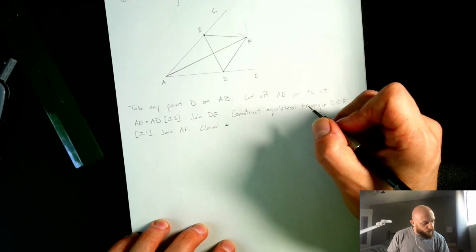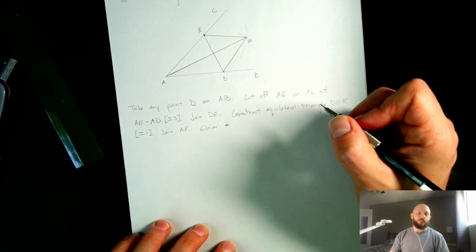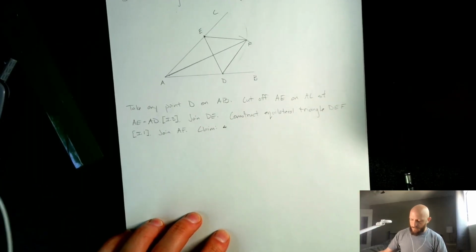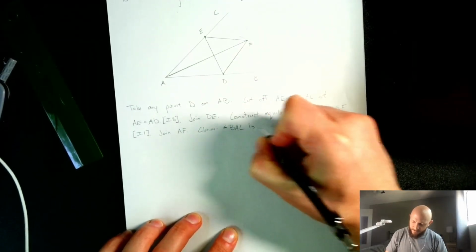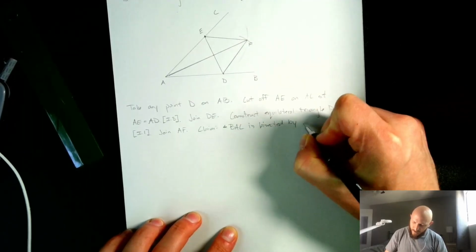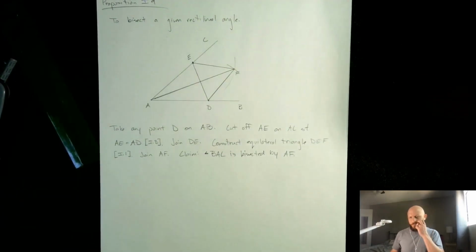Oh right, he says, I say that the angle BAC has been bisected by the straight line AF. So, yeah, maybe angle BAC is bisected by AF. And of course we need to prove that. Well, what would the proof look like?